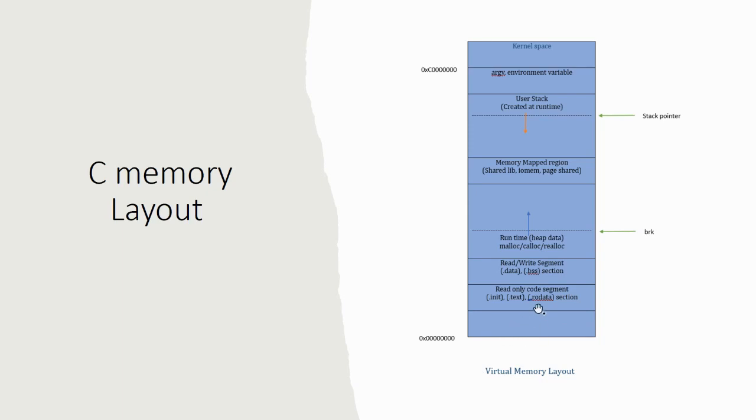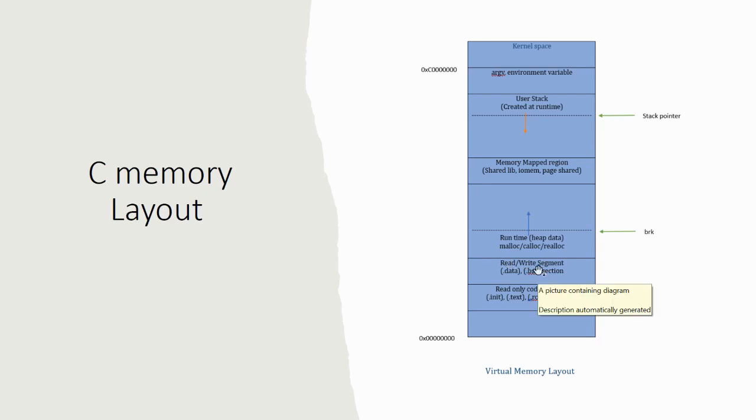These sections are used by the system. After that you will see the code segment, which has more than one section: .init, .text, .ro data and others. These sections are read-only, so you cannot edit them. That's why if any variable is stored in .ro data, it's for read purposes only.